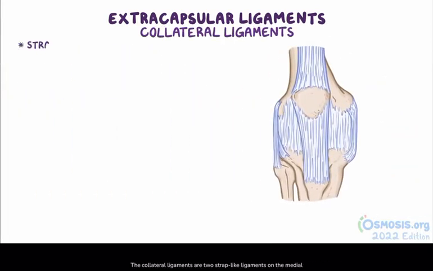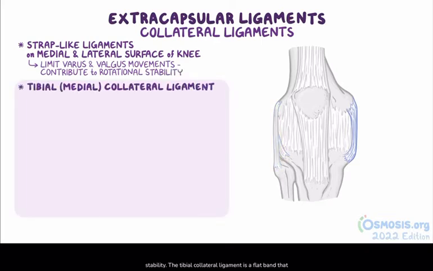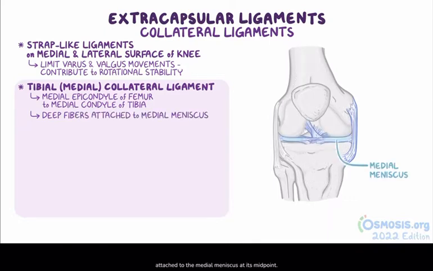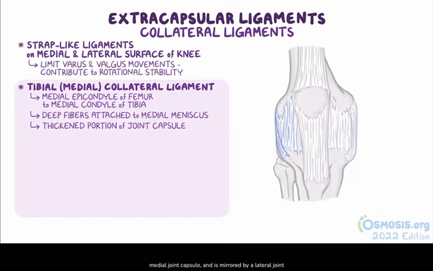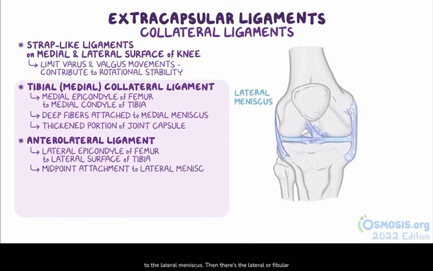The collateral ligaments are 2 strap-like ligaments on the medial and lateral surface of the knee, and they contribute to knee stability by limiting varus and valgus movements of the knee, while also contributing to rotational stability. The tibial collateral ligament is a flat band that extends from the medial epicondyle of the femur to the medial condyle of the tibia, with its deep fibers firmly attached to the medial meniscus at its midpoint. The tibial collateral ligament is a thickened portion of the medial joint capsule and is mirrored by a lateral joint capsule thickening which has garnered recent anatomical interest called the anterolateral ligament. The anterolateral ligament of the knee generally inserts on the lateral epicondyle of the femur to the lateral surface of the tibia, and also has a midpoint attachment to the lateral meniscus.